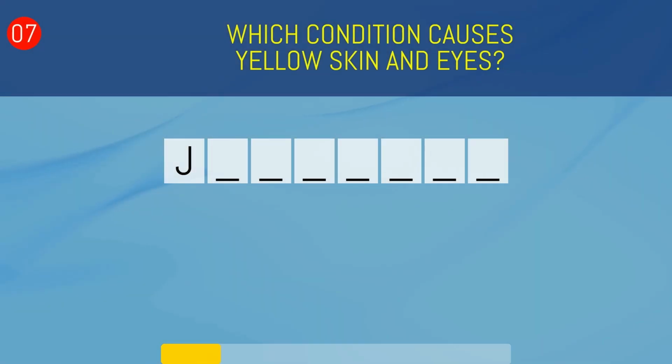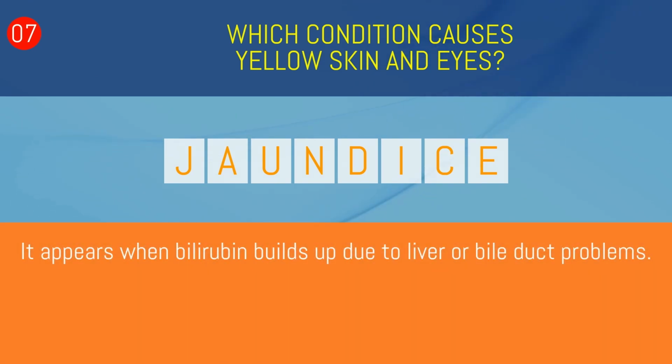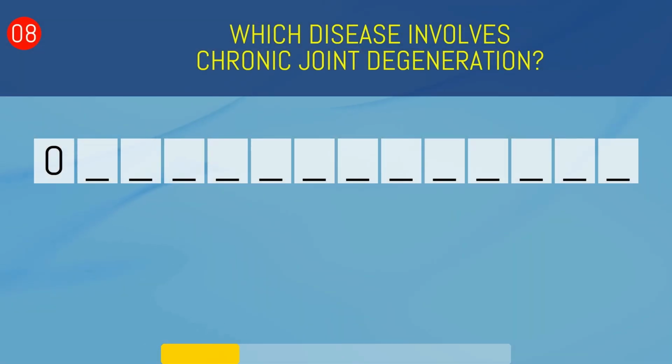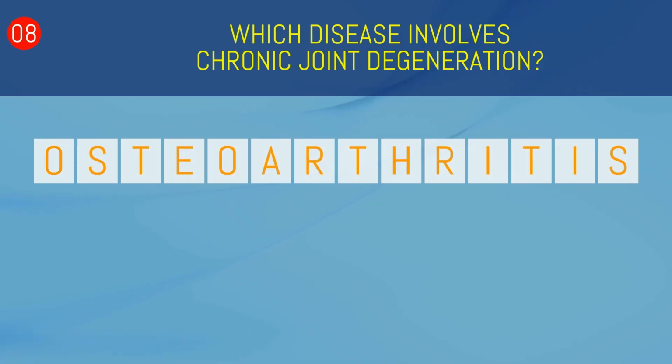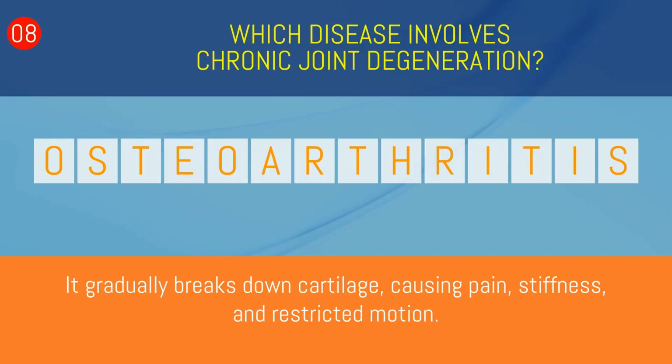Which condition causes yellow skin and eyes? Jaundice. It appears when bilirubin builds up due to liver or bile duct problems. Which disease involves chronic joint degeneration? Osteoarthritis. It gradually breaks down cartilage, causing pain, stiffness, and restricted motion.